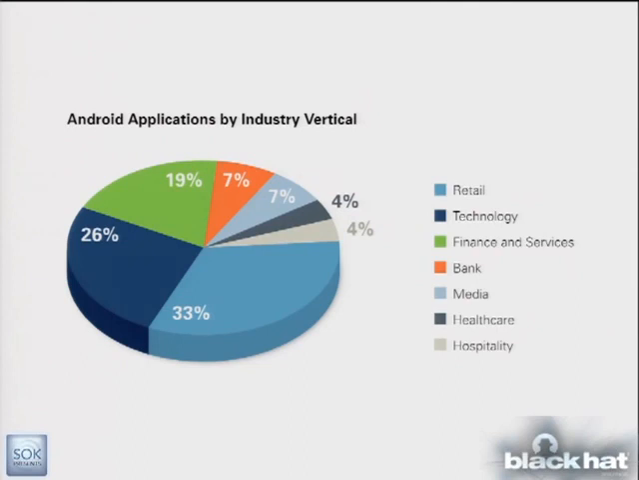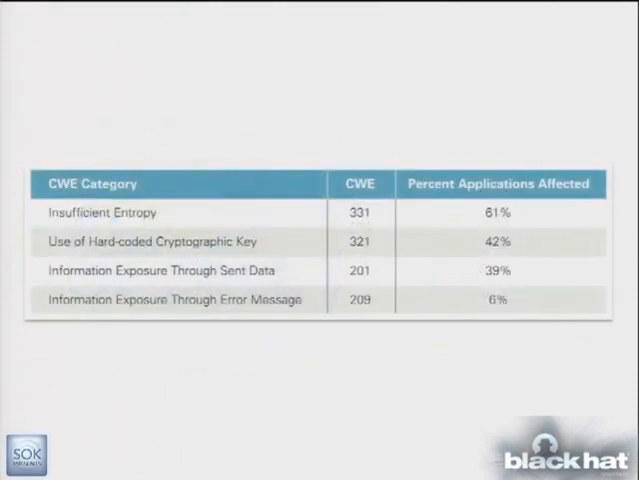And so the breakdown is mostly retail, then technology companies, finance and services, banks, media, healthcare, hospitality. So these are all the different companies that are either buying or building enterprise mobile apps. And when we looked at them, the number one vulnerability was insufficient entropy, which basically just means that no one's using secure random number generation on Android. They just don't get the concept or something like that.